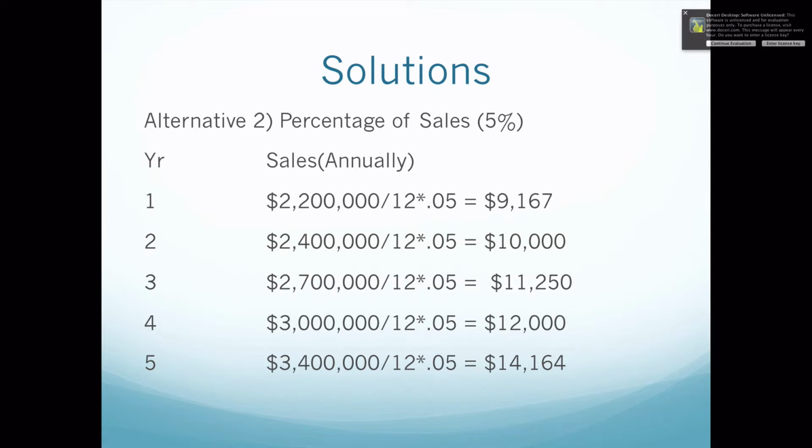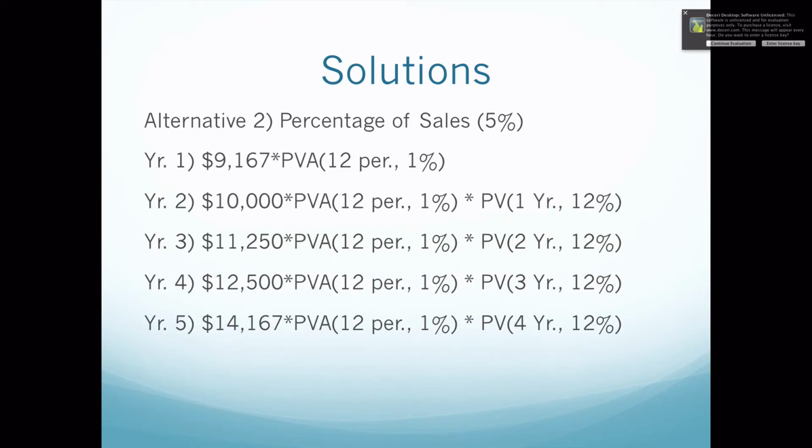So now we've calculated our sales. The next thing we need to do is discount them. Because we don't know our sales until the end of the month, we have to discount all 12 months. So we take the 9,167, our monthly rent that we calculated, and multiply it by PVA for 12 periods at 1%. And then on down, we do the same types of calculations we did before, where we calculate our monthly rent, discount it for 12 periods at 1%, and then multiply it by the present value for 1 through 4 years for years 2 through 5.